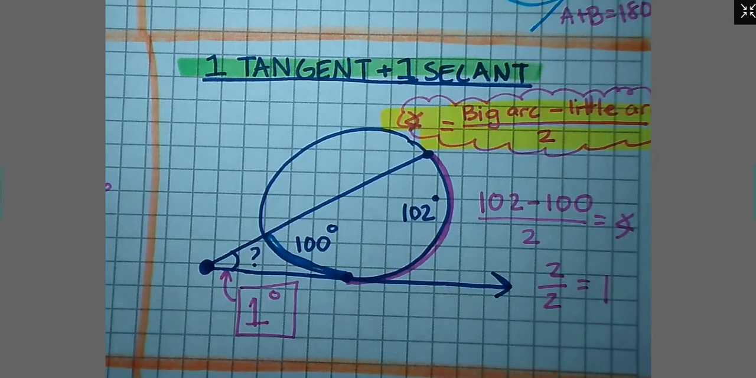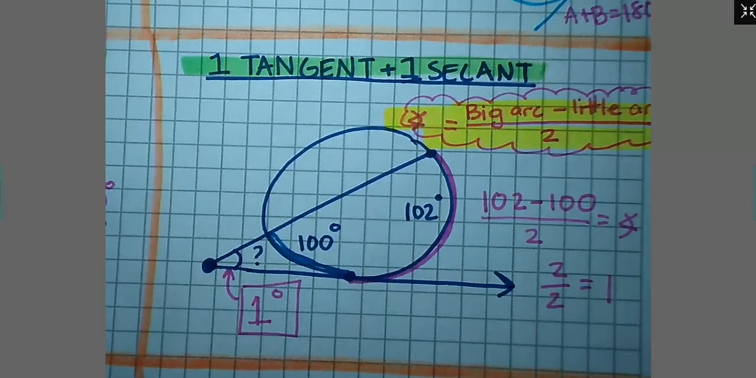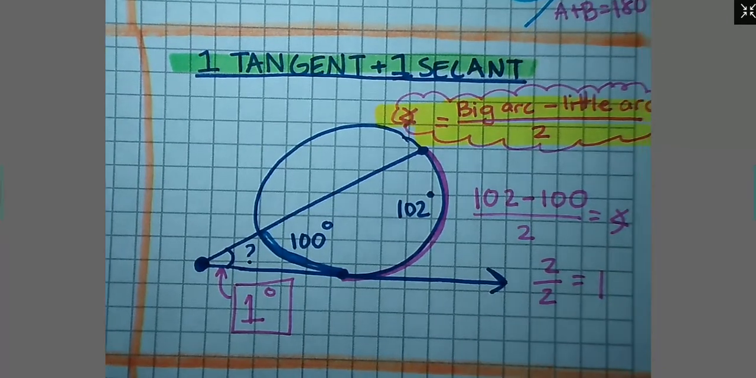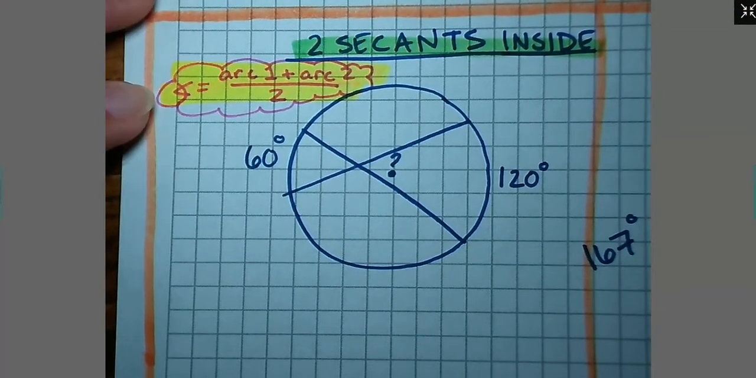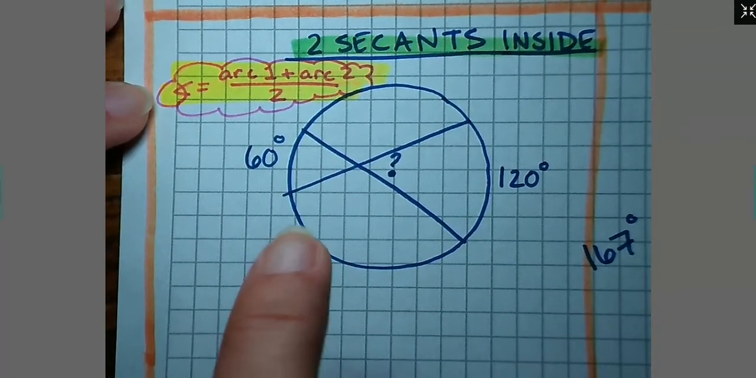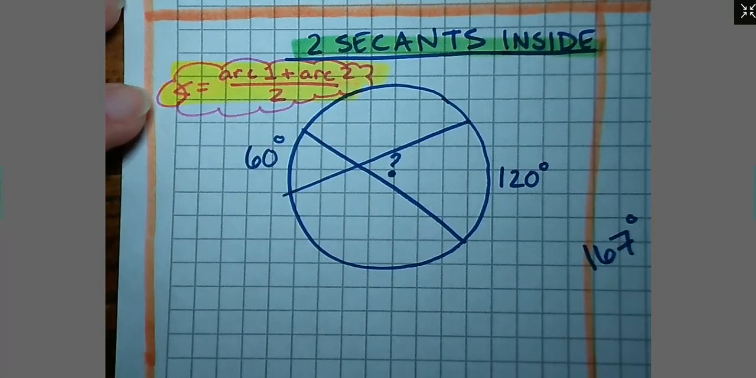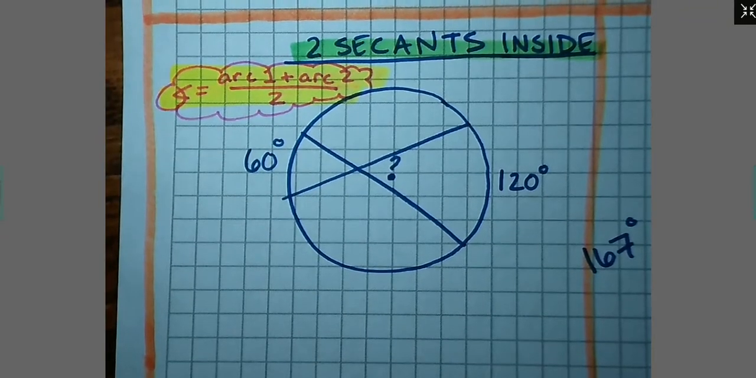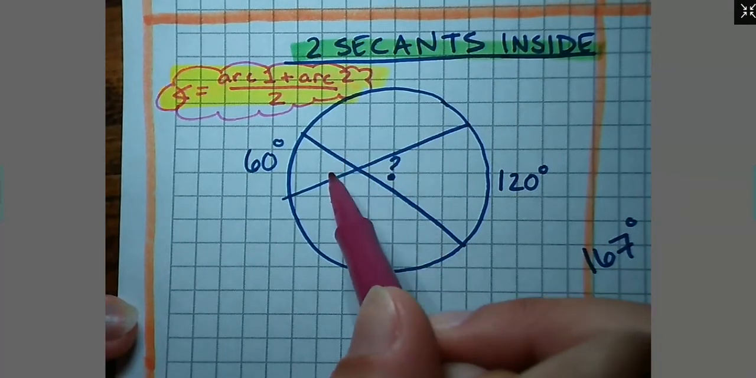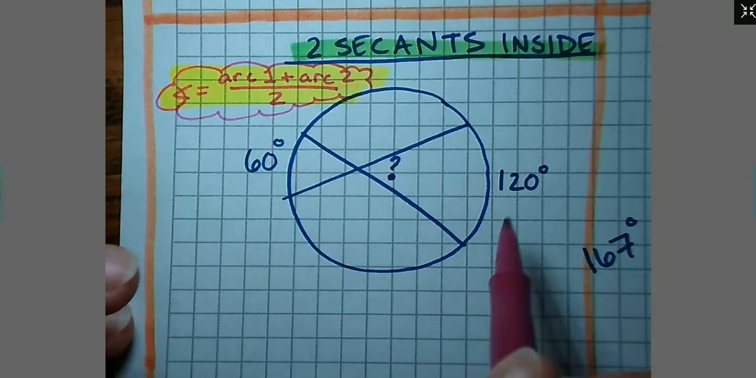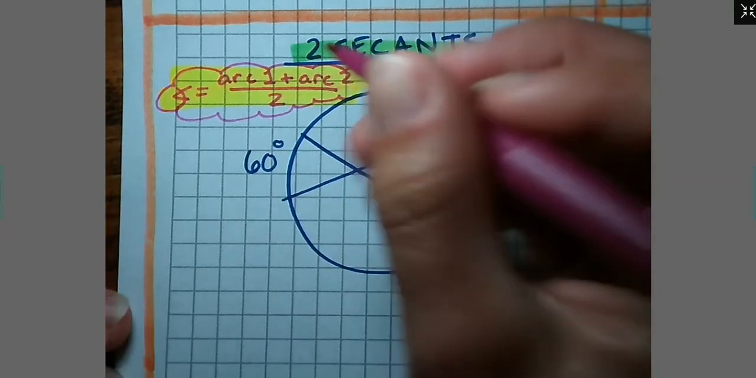The next problem we're going to do is two secants inside of the circle. And this problem is pretty similar to the other formula. The only difference is that you're going to add the two arcs on the outside and then divide by 2. So the measure of this angle or this angle, they're going to be the same, should be the average of these two arcs on the outside.